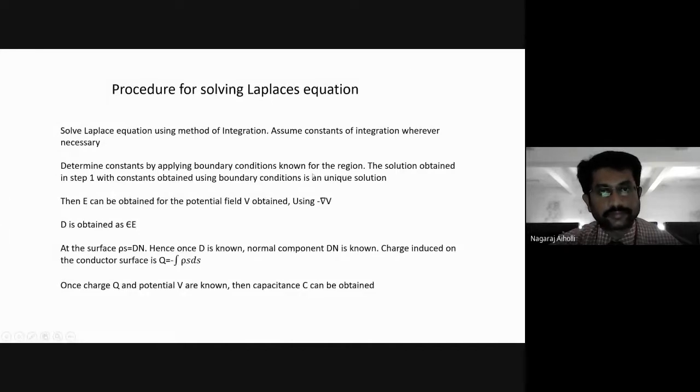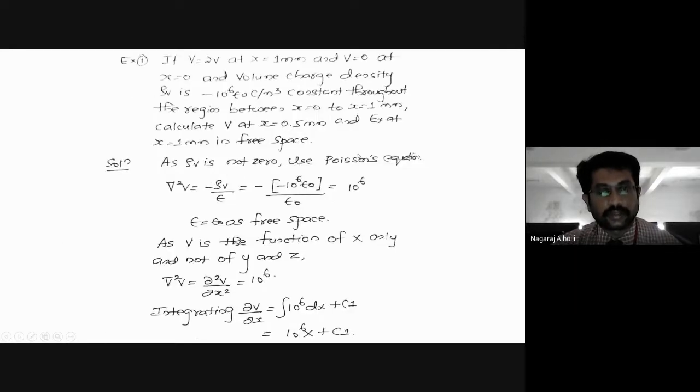Okay. In the last class, we discussed the uniqueness theorem and the procedure for solving Laplace's equation. We went through the various steps for solving Laplace's equation. Let us solve a few examples today on Laplace's equation.